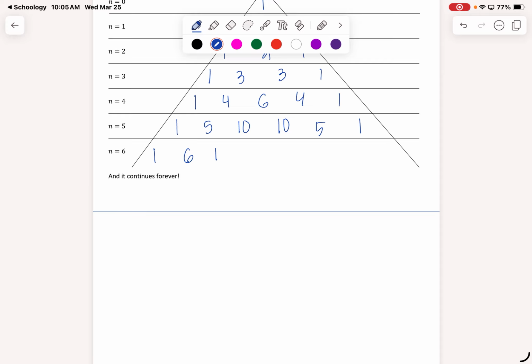1, 6, 15, 20, 15, 6, 1. And notice it's symmetric every time. And this continues on and on and on forever. And this is going to give our coefficients when we're expanding a binomial. All right, and we'll look more at that in the next lesson.